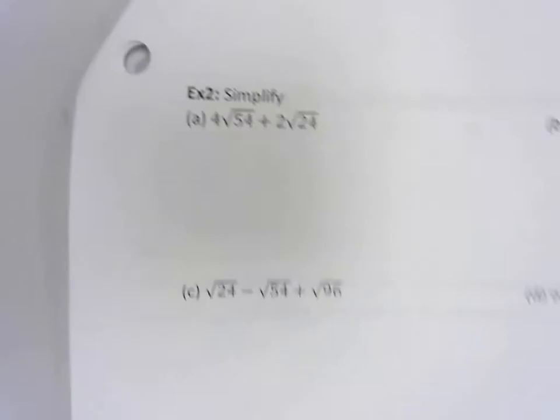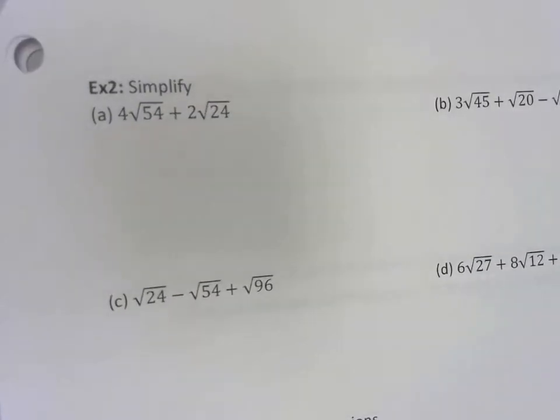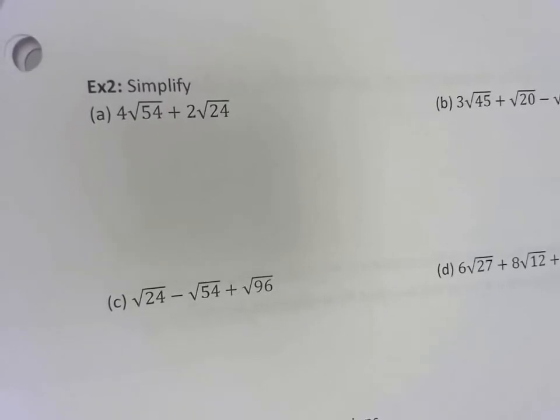Okay, let's look at some harder ones. So example 2. Like I said, the first thing you want to look for is to check to make sure that both are simplified. Then you can look at trying to combine them.